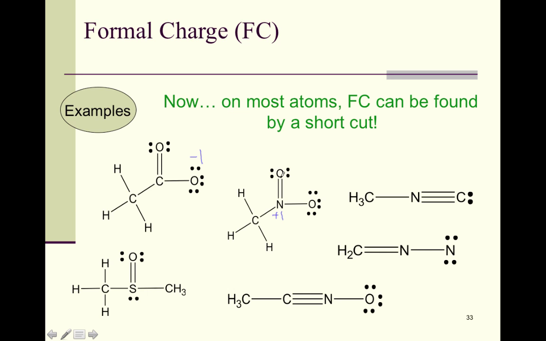This oxygen has 2 bonds, so it doesn't have a charge because it's what it's supposed to be. But this oxygen here has only 1 bond. It's supposed to have 2. It's missing a bond, so -1. These are the formal charges.